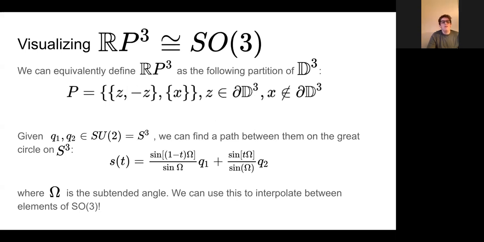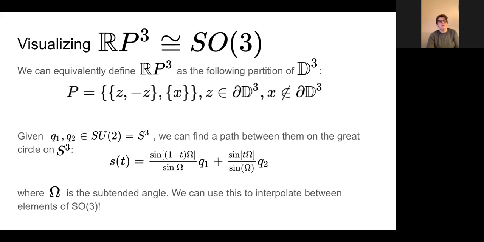So we can equivalently define RP3 as the following partition of the 3D disk, which is just S2 filled in, where essentially we identify antipodal points on the boundary and all other points are their own unique partition. So this allows us to visualize RP3.